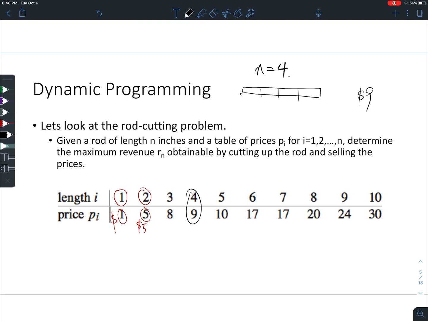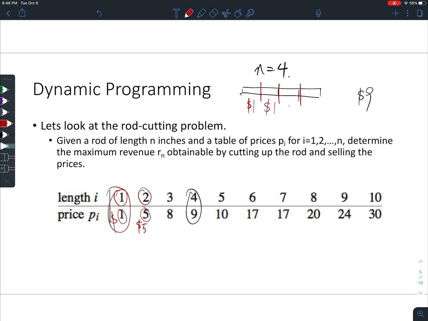And the other solution, let's use one extreme case. What if we just split this rod into 4 different parts, and each part is only 1 inch long? How many dollars can we make from that? Because each one of them is just 1 inch, for each of them we can make $1.